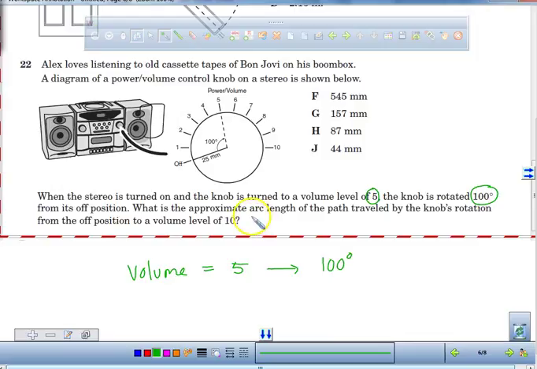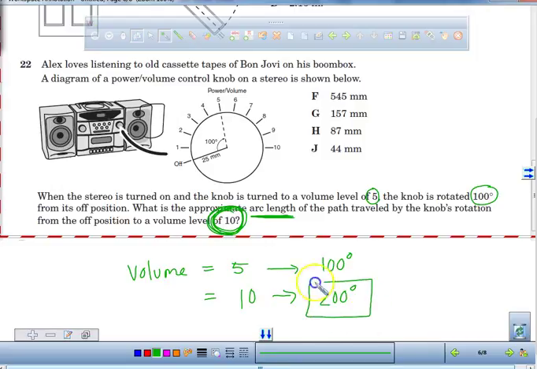What is the approximate arc length of the path traveled by the knob's rotation from the off position to the volume level of 10? Ooh, good thing you read that whole thing, because some students might accidentally use 100. But we're going to what volume? 10. That's right. The reason why I raised my voice is I was raising the volume. See how that happened? Went from 5 to 10, from 100 to 200.